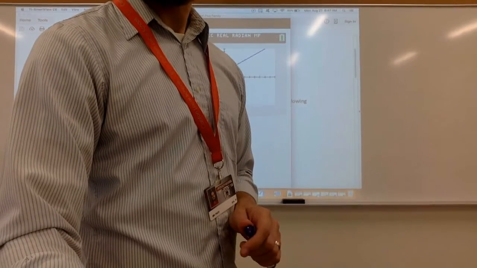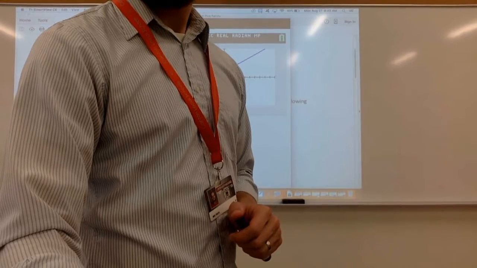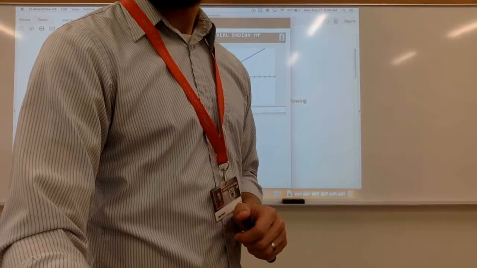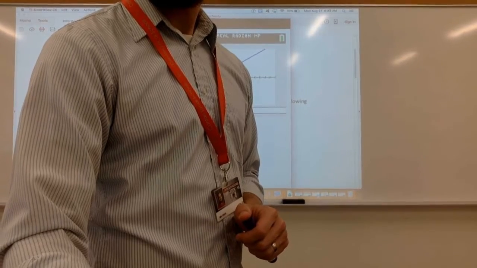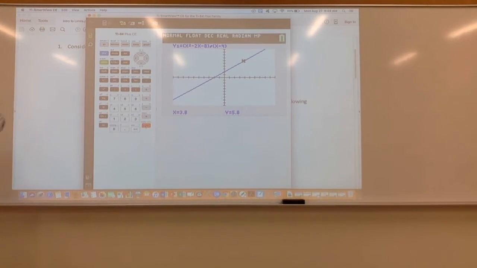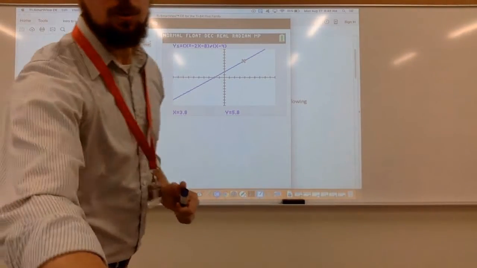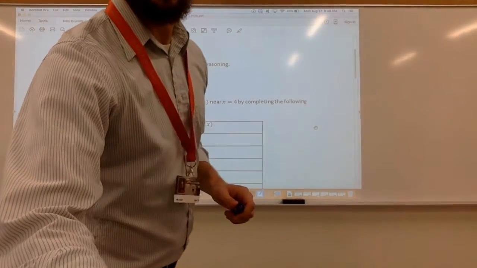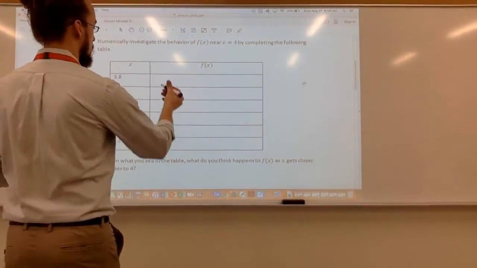So in terms of a decimal, so what did we get for the rest of those values in the table here?